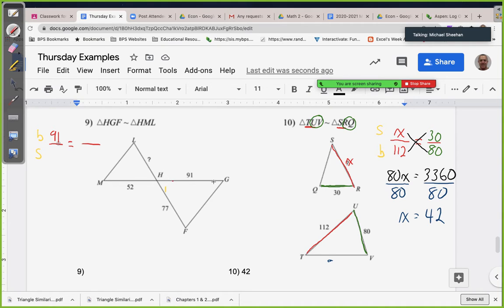Now I'm going to pay attention to the letters here. The 91 goes from the H to the G. That's my first 2 letters, so it corresponds to the side that has the first 2 letters in the other triangle, H to M. So that's the 52. So the 52 has to be matched up with the 91.